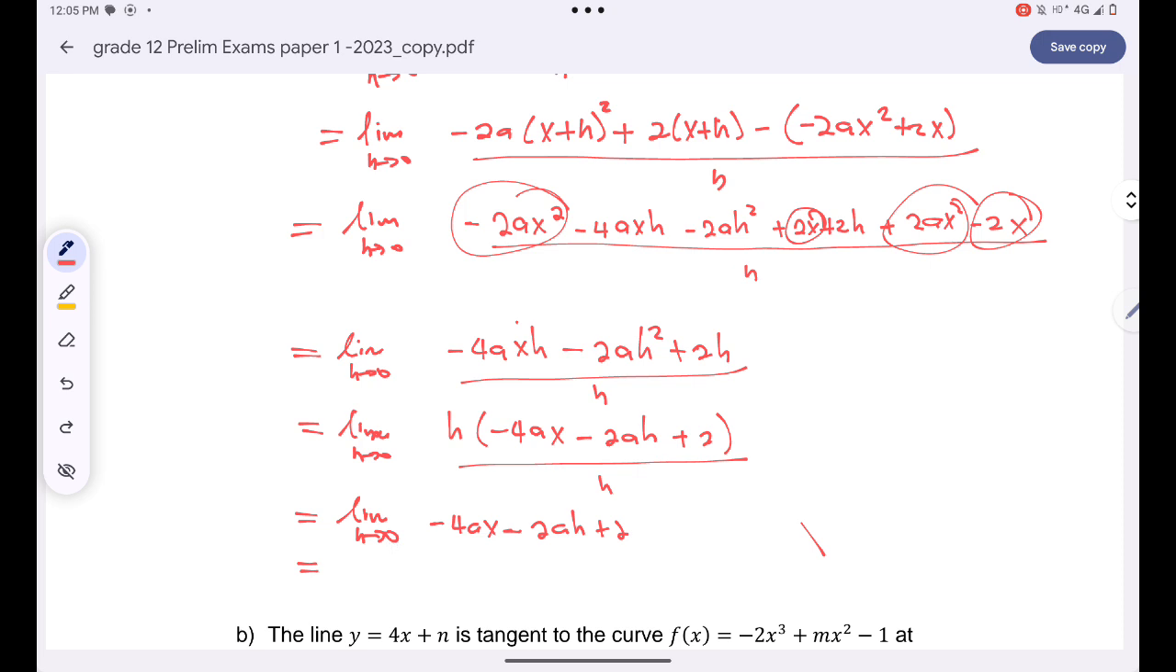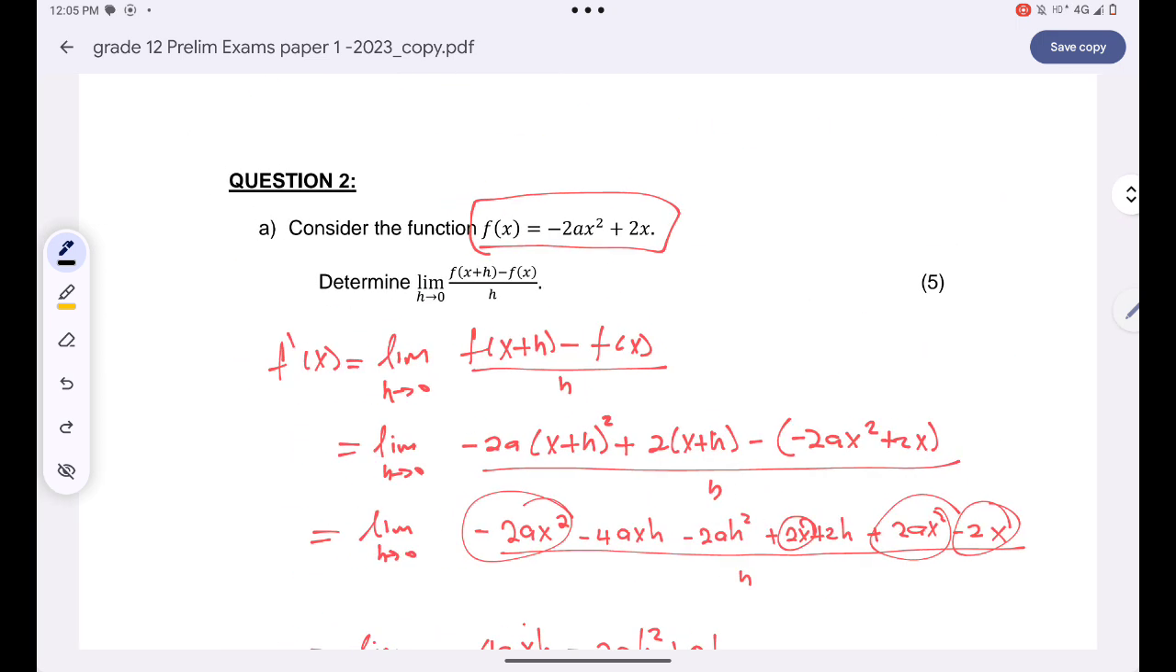But whenever I do that, I no longer write the limit as h approaches 0. Why? Because now I'm substituting h as 0. And then the final answer will simply be negative 4ax plus 2. So the derivative is basically equal to this. So the limit as h approaches 0 of f of x plus h minus f of x all over h is just equal to negative 4ax plus 2.